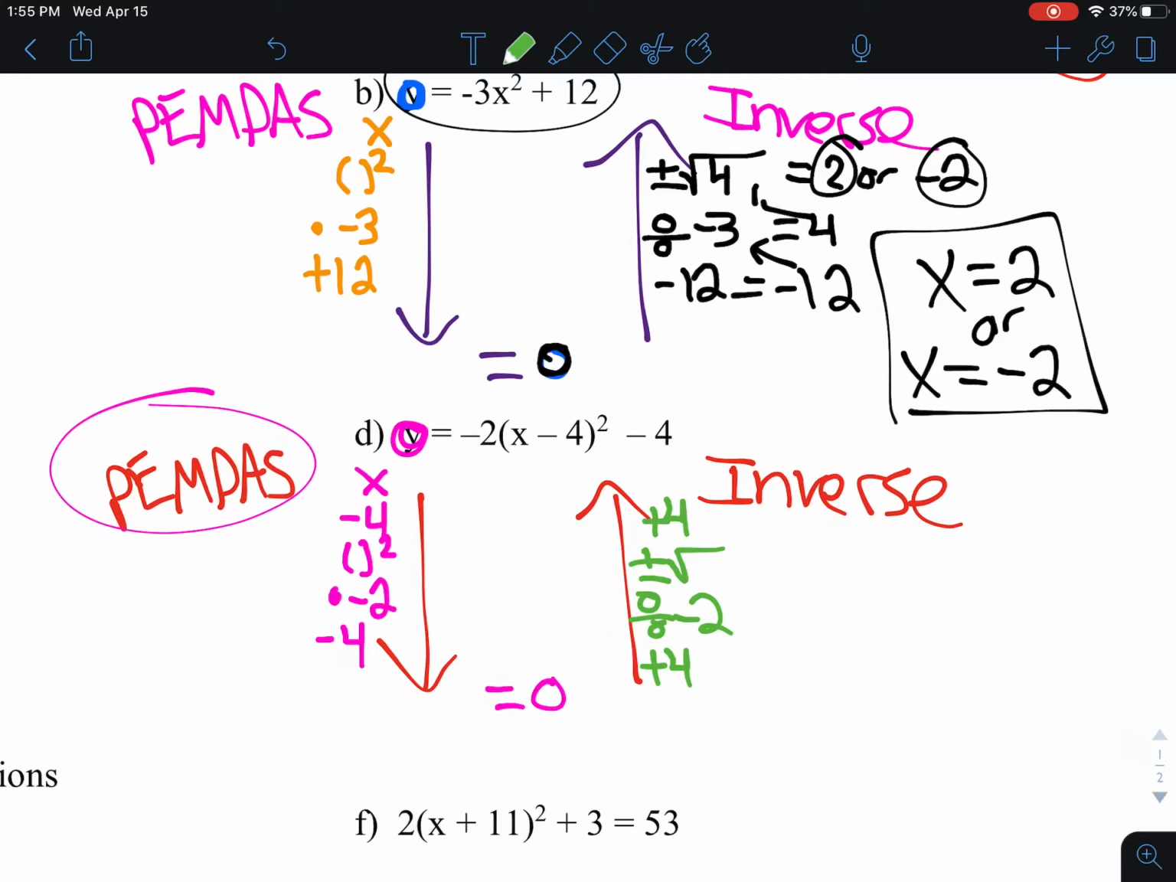This one's a little bit different, so please pay attention. Again, 0 plus 4 is 4. 4 divided by -2 is going to be -2. Look what's going inside of here then. It's going to be a -2.